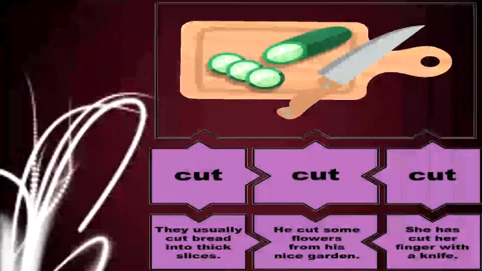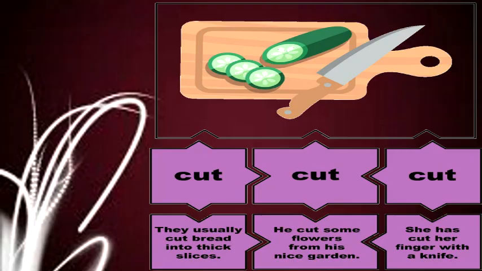Next we have cut, cut, cut. So sometimes we have the verbs in which all the three forms are the same. Let us see the sentences. They usually cut bread into thick slices. This is simple present tense in which we are using the verb cut in the present form.